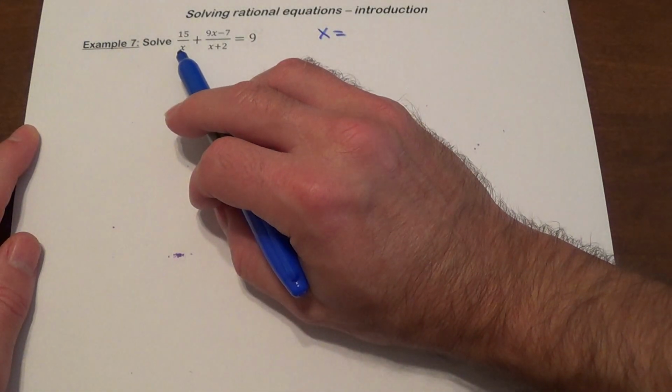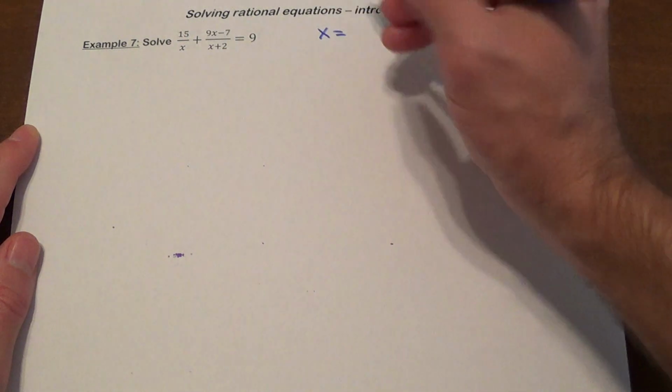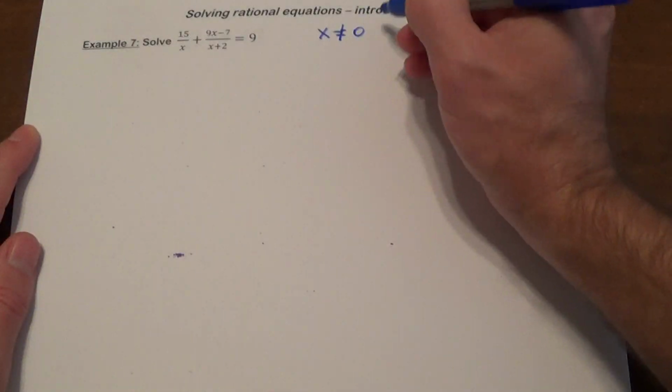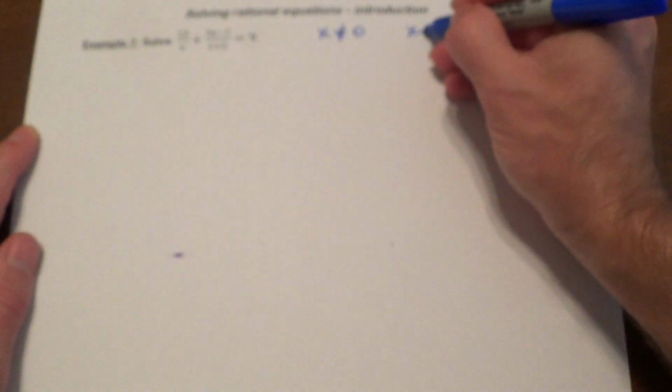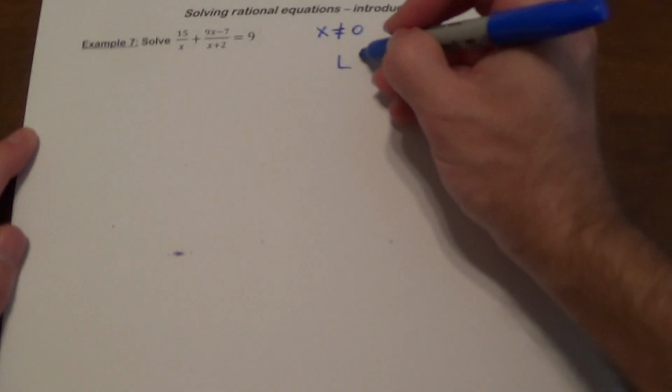So in this fraction you have x in the denominator, so you want to make sure x does not equal 0. In this fraction we have x plus 2 in the denominator, so x cannot equal negative 2. So these two are going to be our excluded values, right? And we're going to remember that at the end. What is our least common multiple?